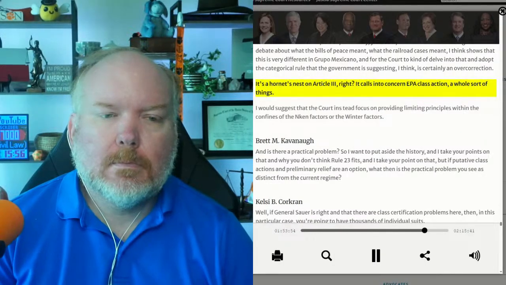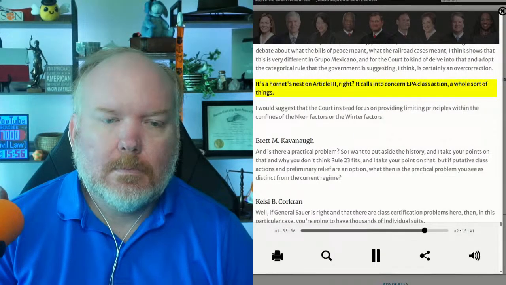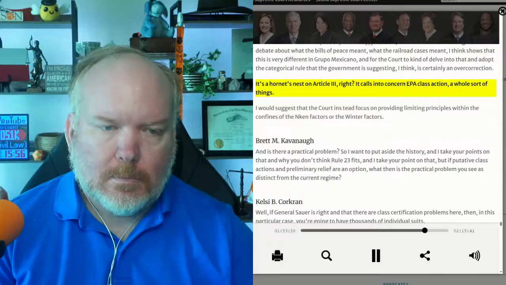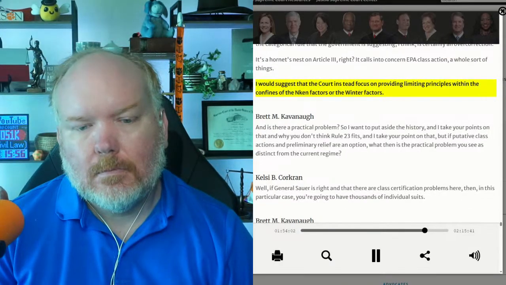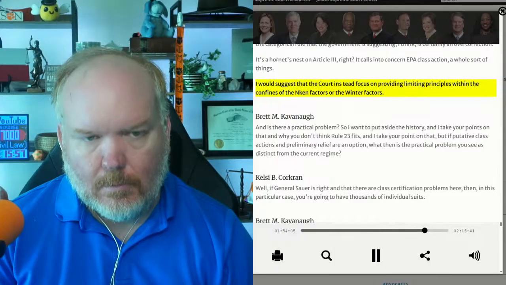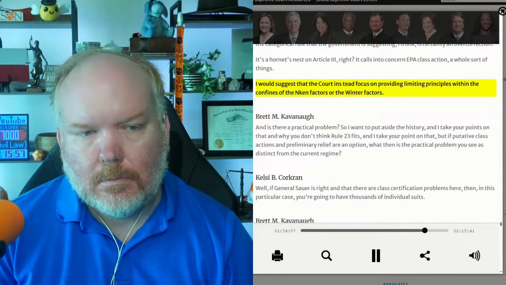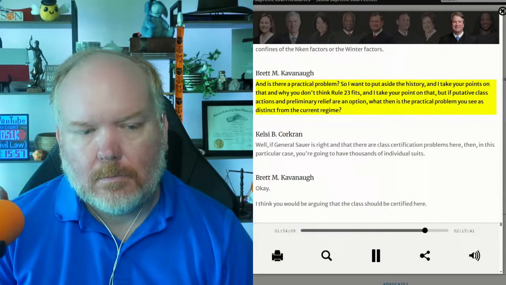It's a hornet's nest on Article 3, right? It calls into concern APA, class action, a whole host of things. I would suggest that the court instead focus on providing limiting principles within the confines of the Nken factors. Is there a practical problem?